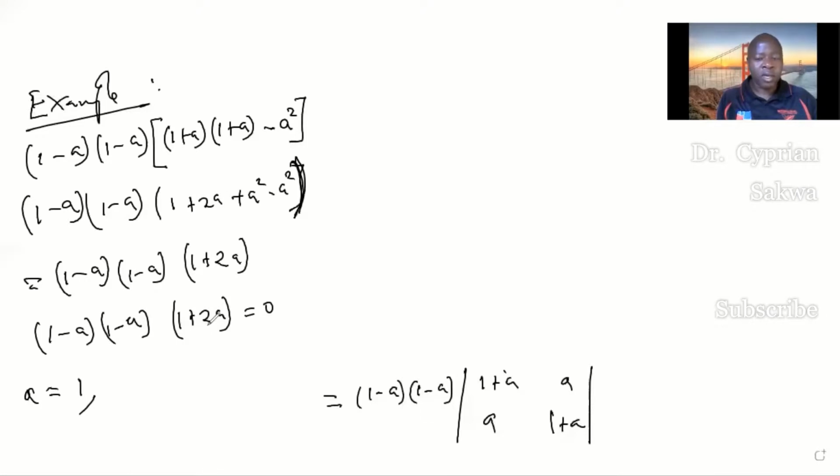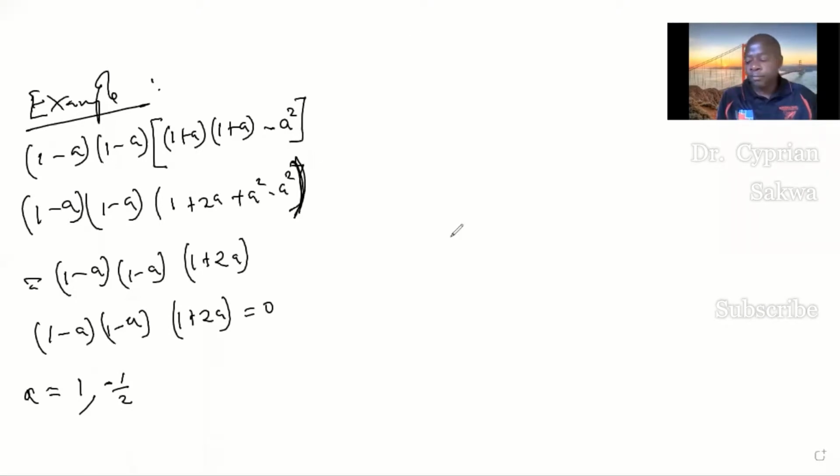What about this other bracket equate to 0? You will find that r will be negative half. So what this means is that for the given matrix to have a determinant of 0, r is supposed to be either 1 or negative half. So that is how I do that question.